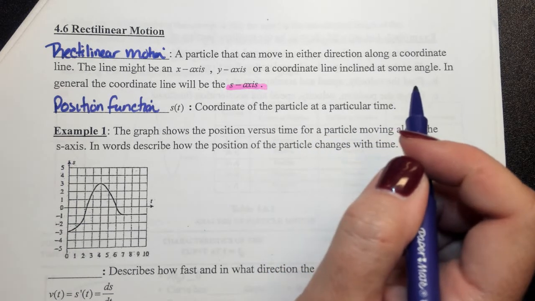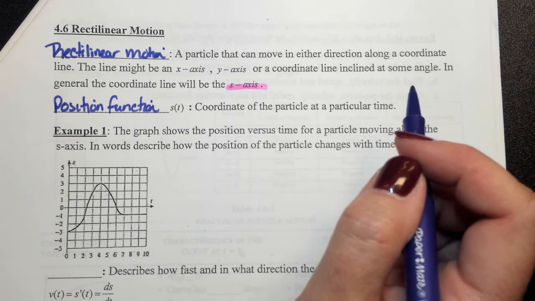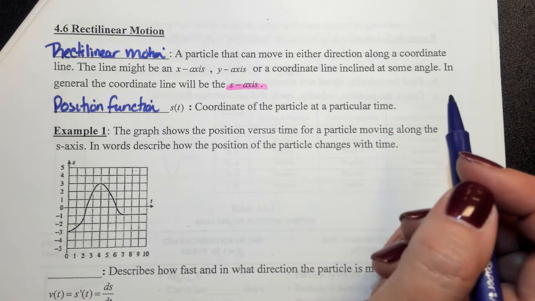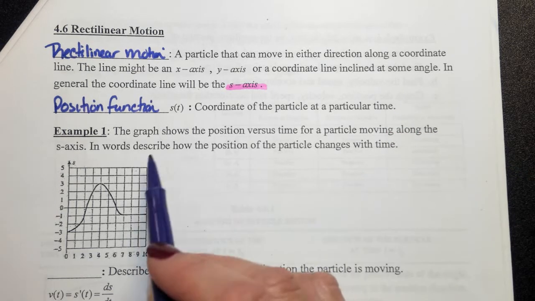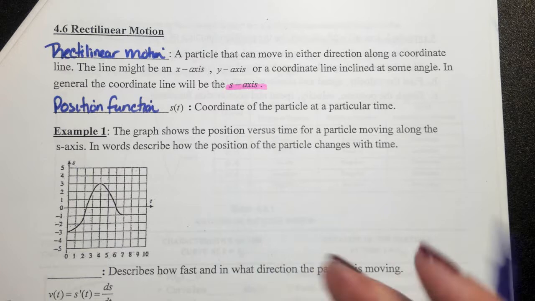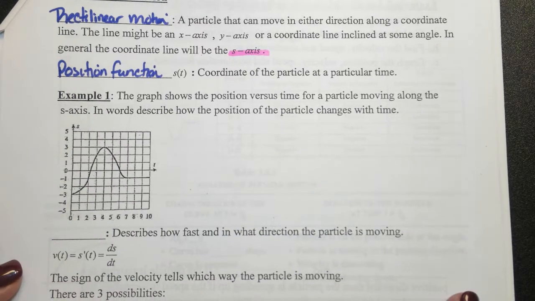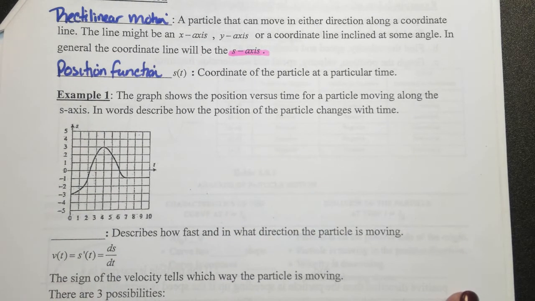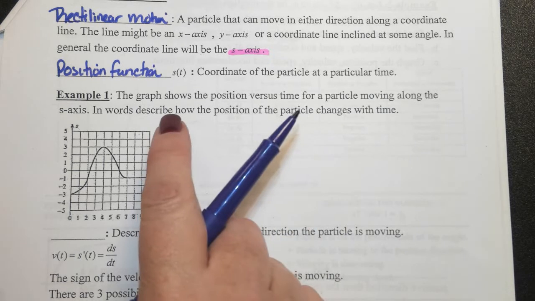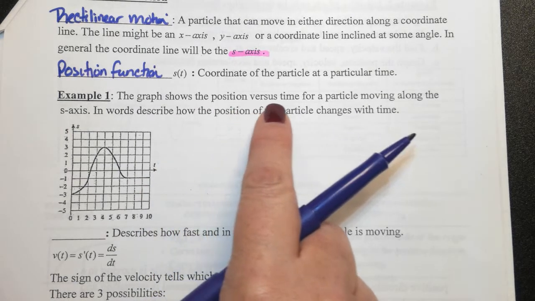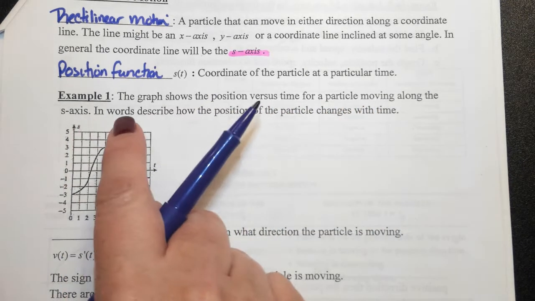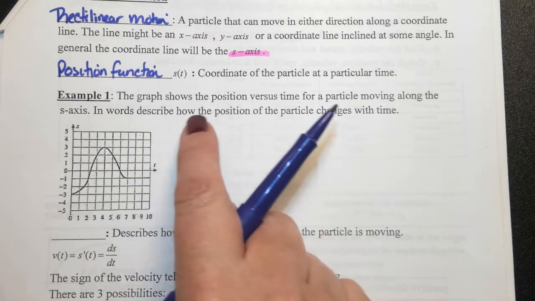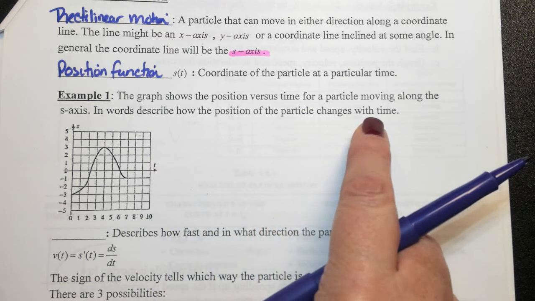So think of your s of t as an f of x if you're relating it back to the algebraic functions we've been studying. So let's take a look at this particular graph. Just like when we were studying our graphs with f of x, f prime of t, and f double prime of t, always pay attention to what graph they are giving you. For example 1, they're showing you a position versus time graph for a particle moving along the s-axis. Describe in words how the position of the particle is changing in time.